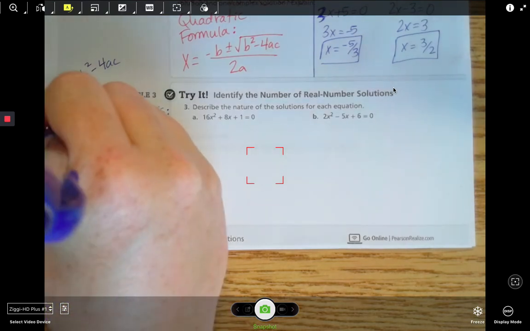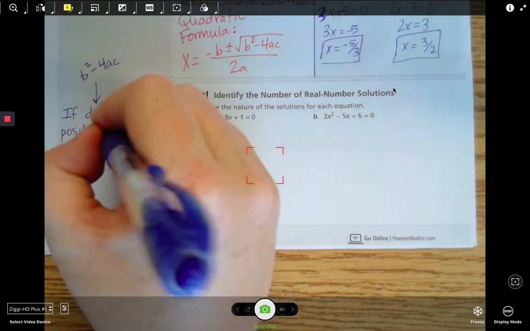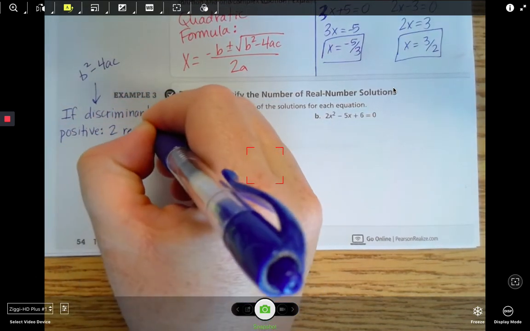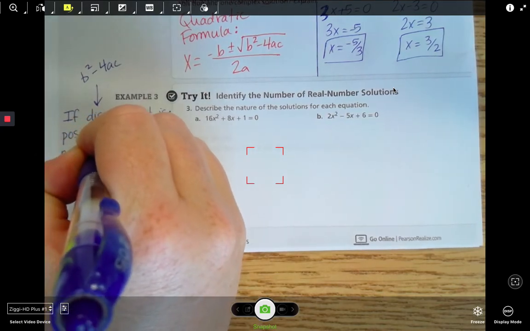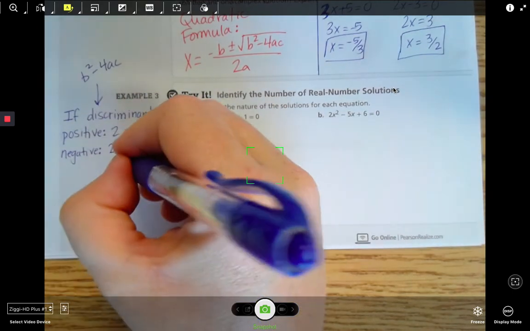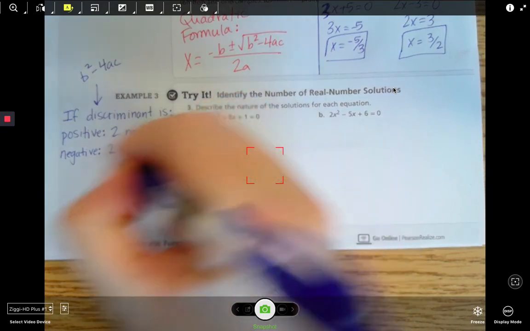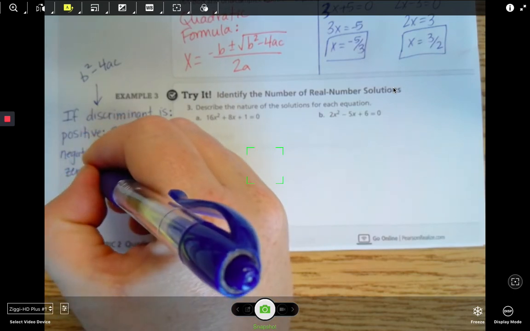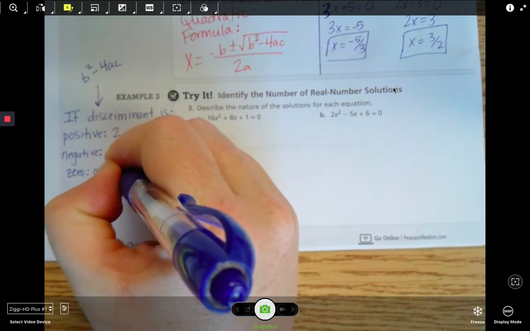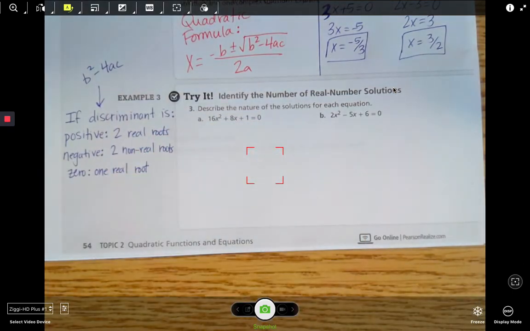So if our discriminant is positive, that means we have 2 real roots. If our discriminant is negative, that means we have 2 non-real roots. So that means that there's going to be an imaginary part to it. And if our discriminant is 0, that means we only have one real root, it's just going to be one real root.